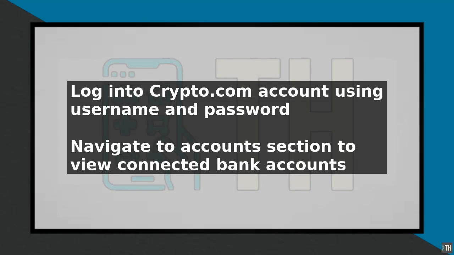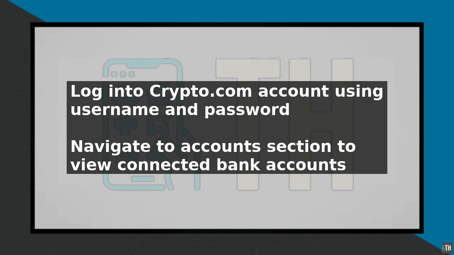To delete a bank account on Crypto.com, start by logging into your Crypto.com account using your username and password. Once you are logged in, navigate to the Accounts section, where you will see a list of all your connected bank accounts. Click on the three dots next to the bank account you want to delete and select the Edit option. This will take you to the bank account details page, where you can view and manage the account information.